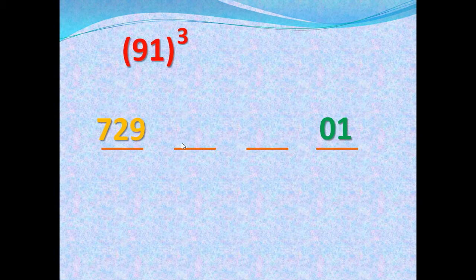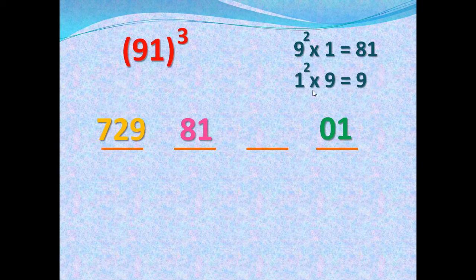How did we fill the second place? Right, we have to do now here 9 square into 1. 9 square into 1 is 81. So I write 81 here. We have 81 already. Now how do we fill this place? Right, 1 square into 9, which is 9.